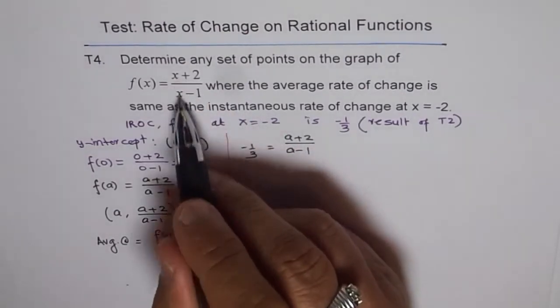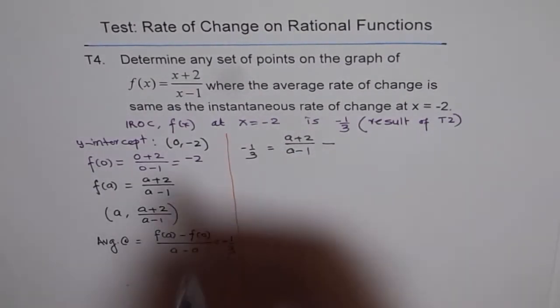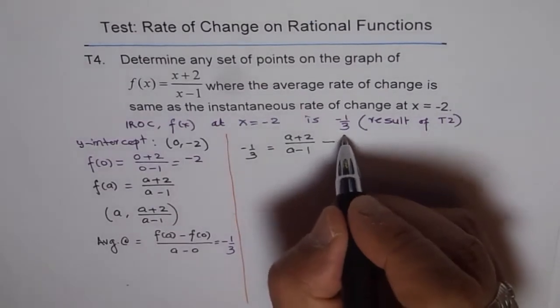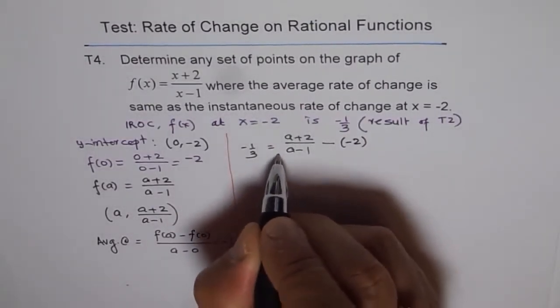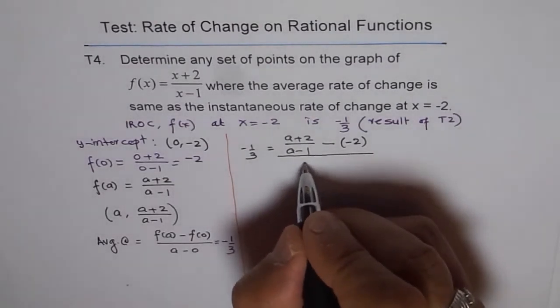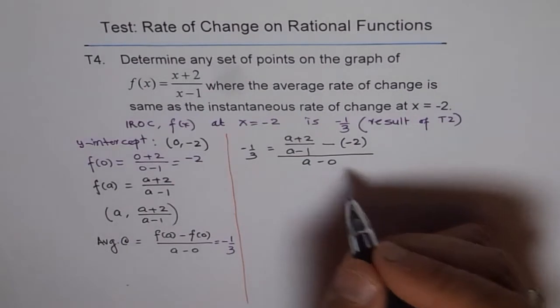So this value, x replaced by A. Minus, what is f of 0? f of 0 is minus 2. So we get minus 2 divided by a minus 0, right? So these are the two x values. a minus 0, you know, is a, right?